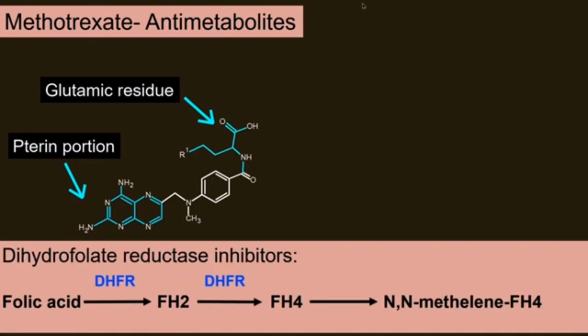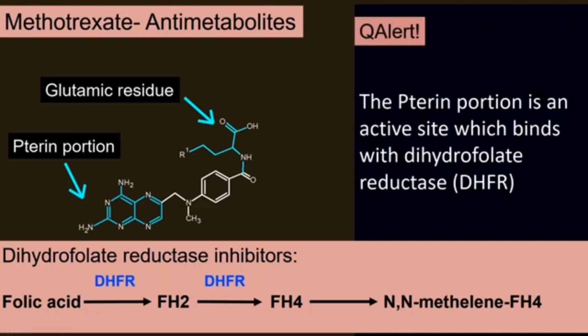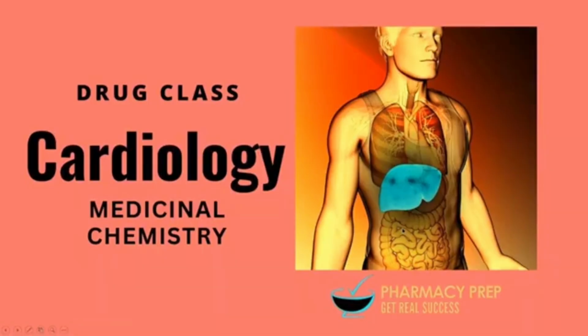The mechanism of methotrexate is dihydrofolate reductase inhibition. Basically, folic acid turns to dihydrofolate by the enzyme dihydrofolate reductase. This dihydrofolate reductase is necessary to form tetrahydrofolate and then also the complex of methylene tetrahydrofolate. Methotrexate inhibits this DHFR, the dihydrofolate reductase enzyme. So let's look at this question here. The pterine portion is the active site, which binds to the dihydrofolate reductase.